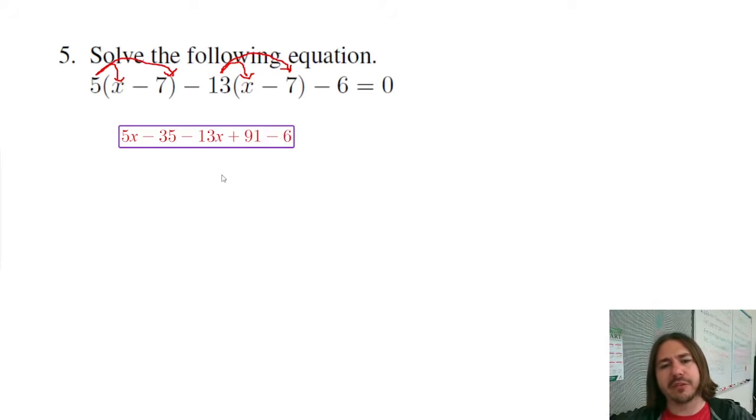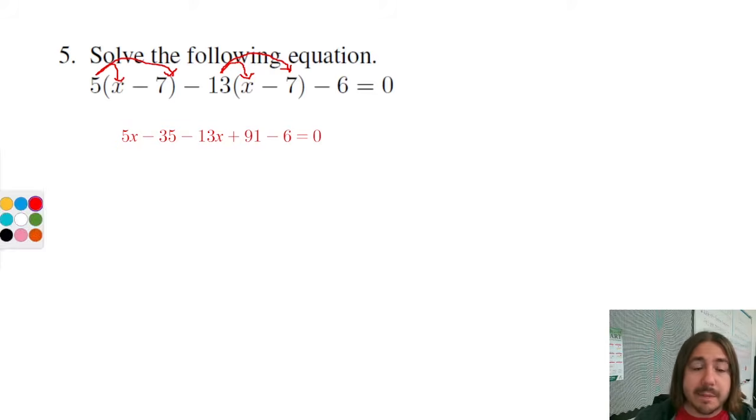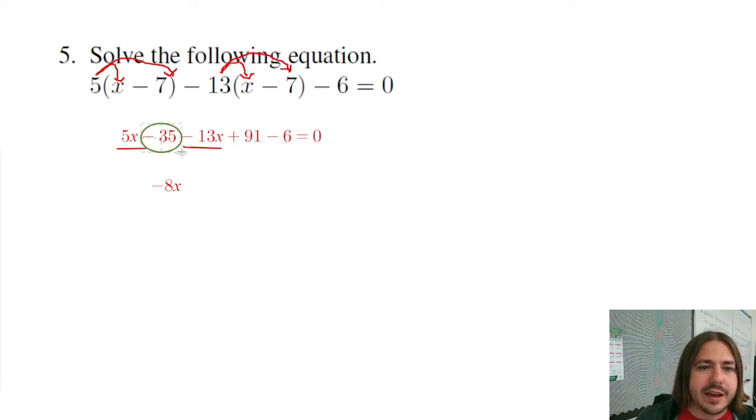We have this minus 6, which is just kind of hanging out there for now. Next, we want to combine like terms, and we've got two linear terms. The 5x minus 13x is going to be negative 8x. And then we've got negative 35 plus 91 minus 6. We're going to combine all three of those terms. That's going to become 50.